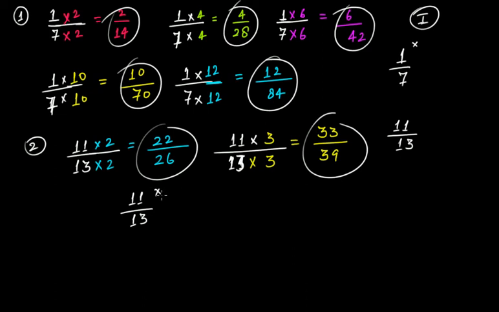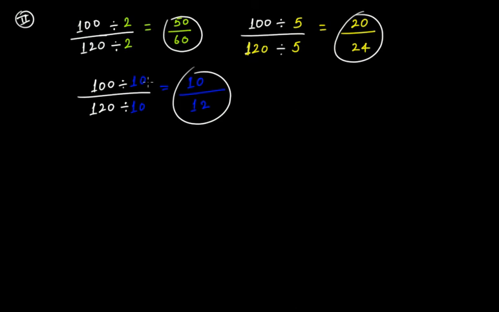You'll ask why? Because there's no number other than 1 which can divide these two numbers, right? Because 1 and 7 are co-prime. And when we are dividing these numbers by the same number, that number is actually the common factor. In this case 2 was the common factor of 100 and 120. In this case 5 was the common factor of 100 and 120. In this case 10 is the common factor of 100 and 120.